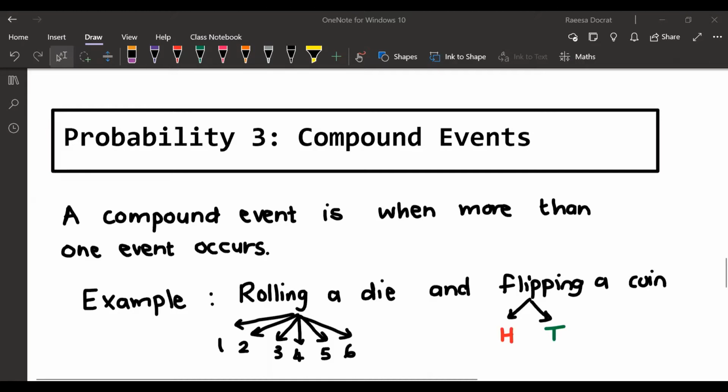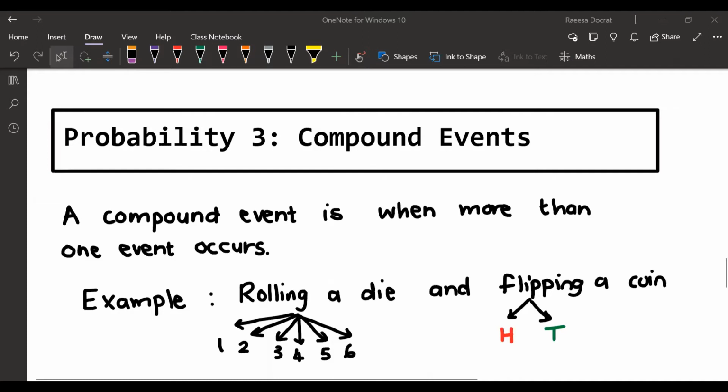In the previous videos, we had a look at what probability is, how we calculate it for an event, and what an event is. In this video, we're going to have a look at compound events. A compound event is when more than one event occurs. So here is an example.